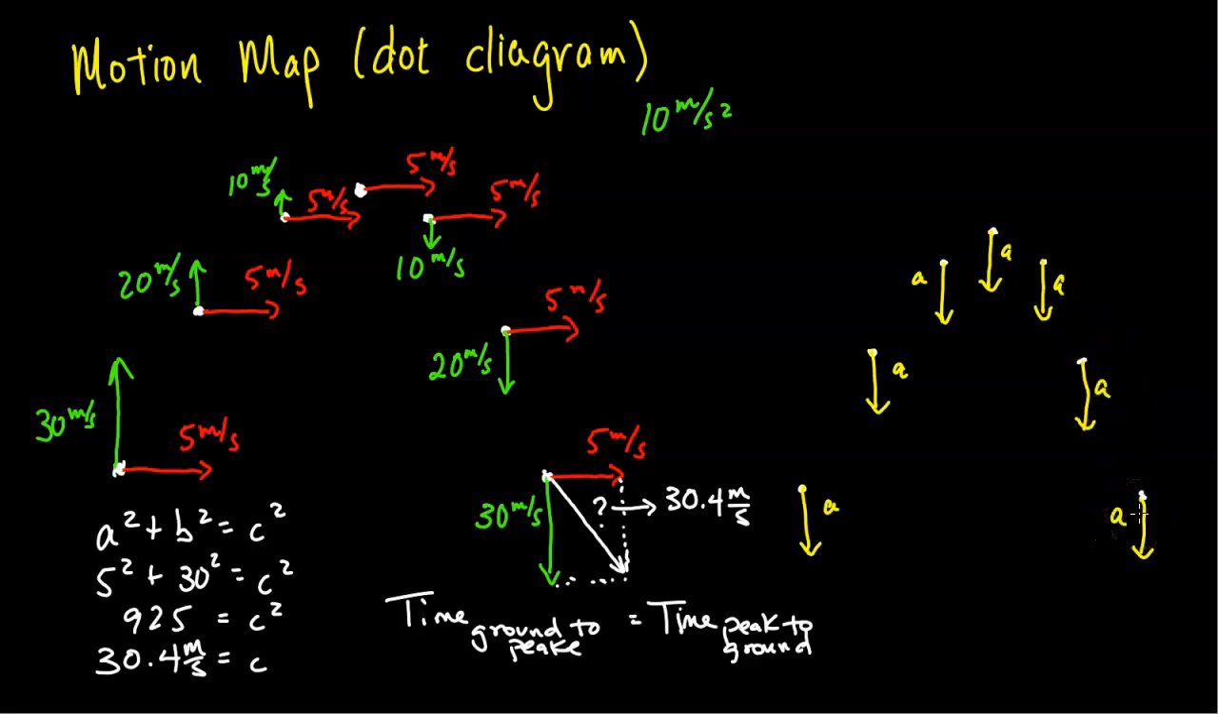So this is the acceleration motion map, and we want to remember that the acceleration is always constant. And what is that number? That acceleration is approximately 10 meters per second squared, and it's in the down direction.